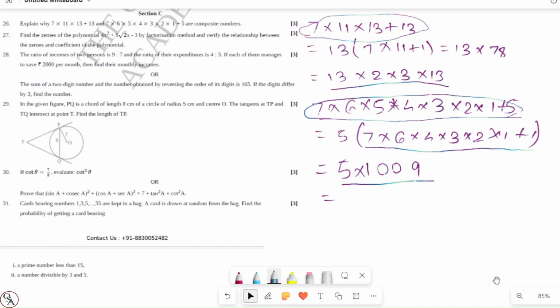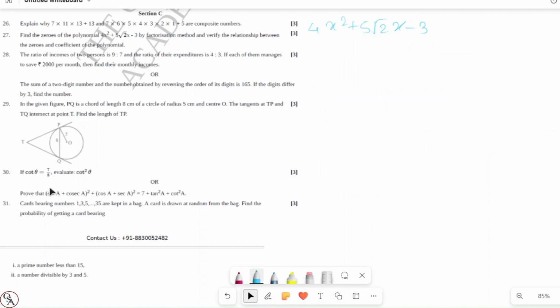We are moving further to the next question. Find the zeros of the polynomial of this equation by the factorization method, and verify the relationship between the zeros and the coefficients of the given polynomial. Basically I have to factorize this equation, but before that I'm going to write down the values. What is the value of a? It is 4, b is 5 root 2, and c is minus 3.